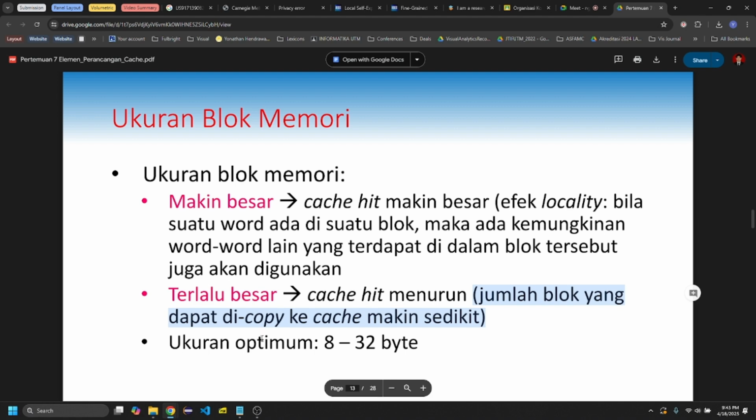When the book was written, it says that the optimum number of the block size is this one, 8 to 32 bytes. However, I think nowadays it might be bigger than this one. Jadi ketika textbook ini ditulis, disarankan ukuran optimumnya kira-kira segini. Tapi kalau saya rasa sekarang ini tahun 2025 rasanya sudah lebih besar ukuran bloknya dari cache.